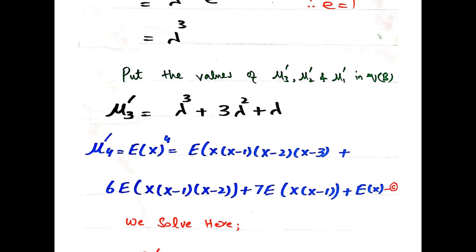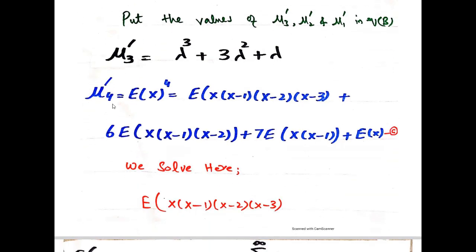Now we calculate the fourth raw moment. Mu 4 prime is equal to expected value of x^4, which is equal to expected value of x(x-1)(x-2)(x-3) plus 6 times expected value of x(x-1)(x-2) plus 7 times expected value of x(x-1) plus expected value of x. As you know, we already calculated expected value of x(x-1), expected value of x(x-1)(x-2).